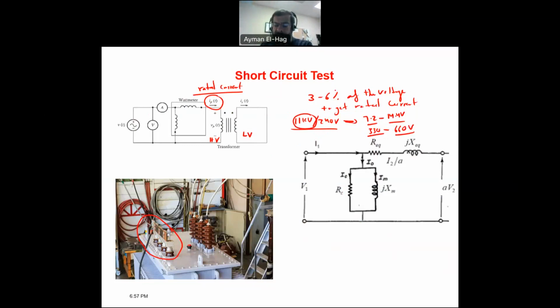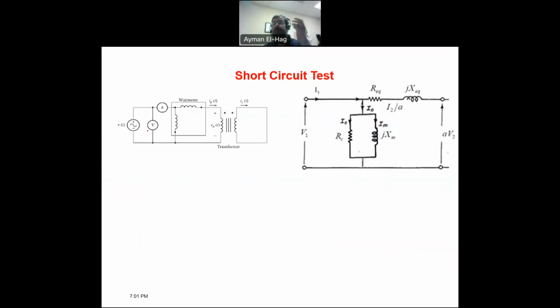Now, what is the objective of this? Now I think you figured it out: it is to find the series elements of the transformer, the equivalent resistance and the equivalent leakage reactance, and these two quantities are for the transformer winding. Now, what are the formulas? How do we calculate that? Again, we measure three things: V, I, and P. So we measure V, which we call V short circuit, I short circuit, and P short circuit.